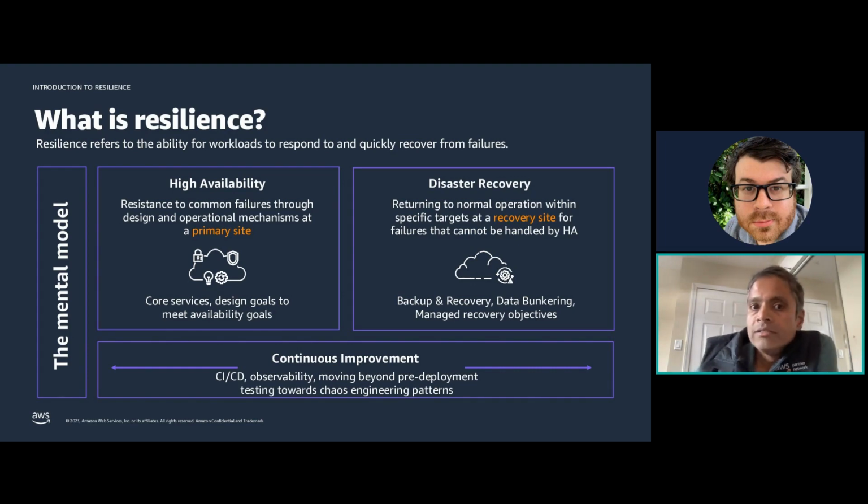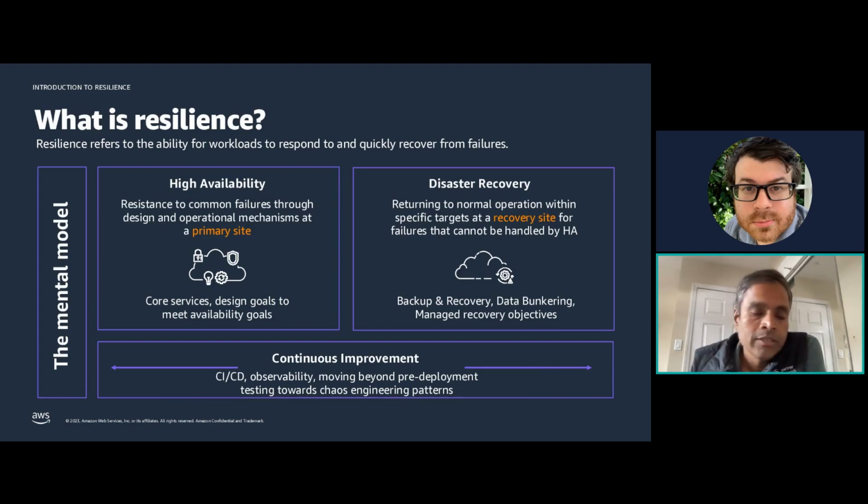So what is resilience? Resilience refers to the ability of workloads to respond and quickly recover from failures. A workload might consist of a subset of resources in a single AWS account or be a collection of multiple resources spanning across multiple accounts.